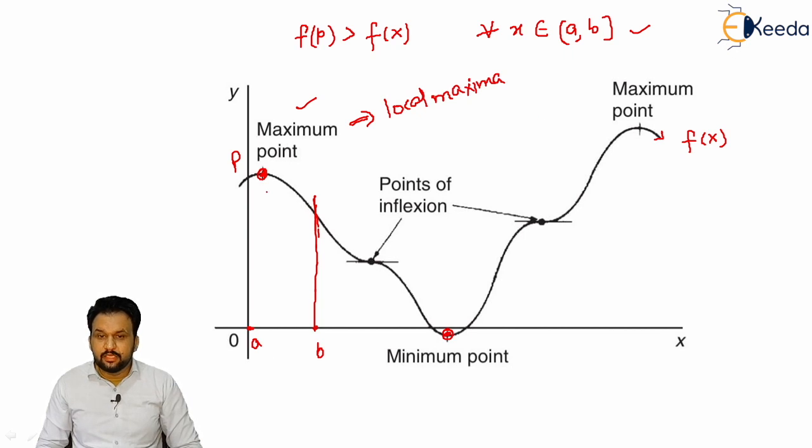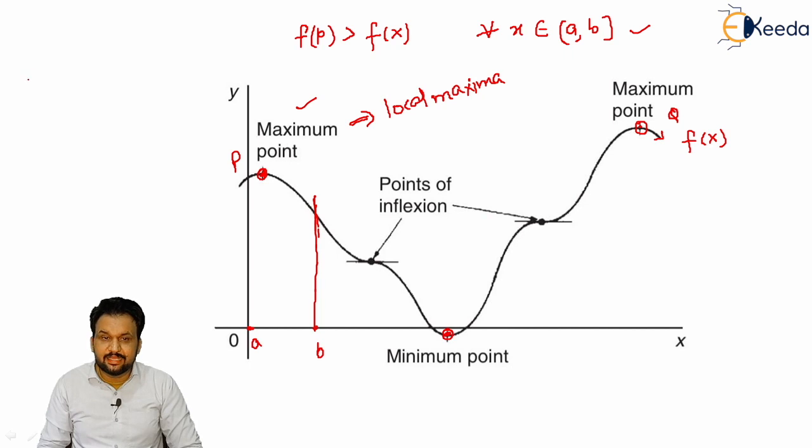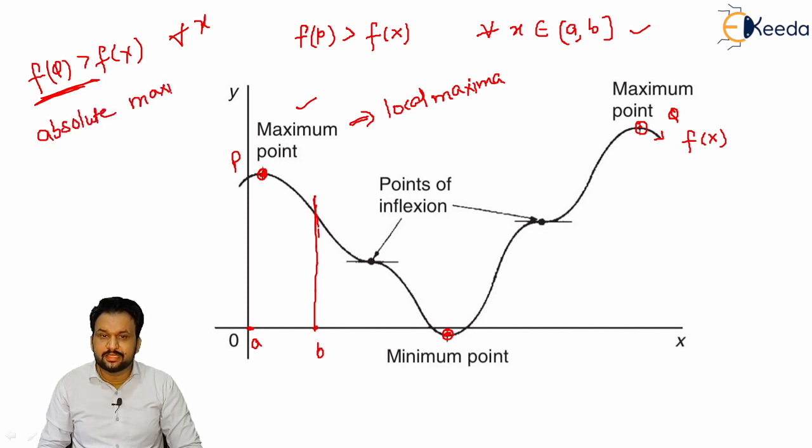But if your function is giving you a maximum value, like this is the point and this is known as the Q point. At point Q, your function is giving you the absolute maximum value. There is no other point giving you a maximum value rather than this. So we can say that f of Q will always be greater than f of x, for all x. You can take any value of x, but the value at Q will always be greater than f of x. That means this is known as absolute maximum.